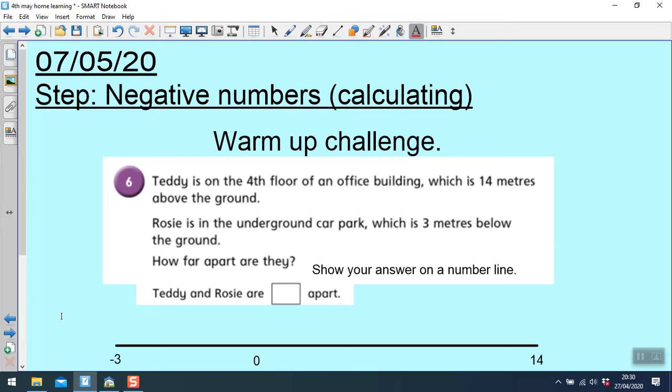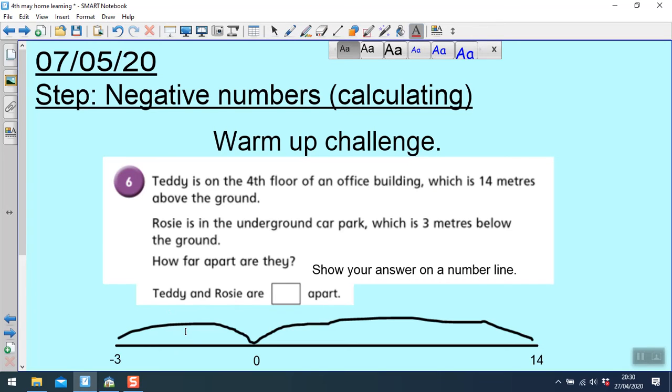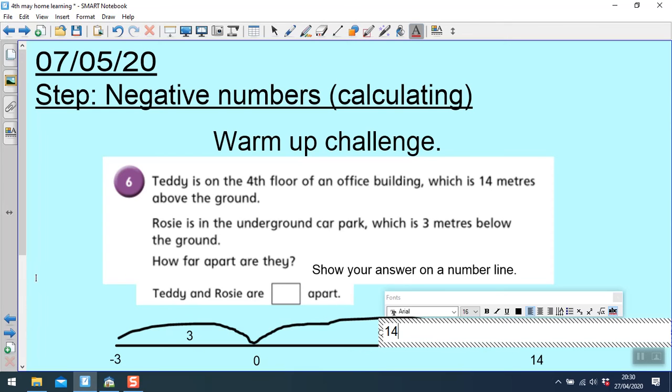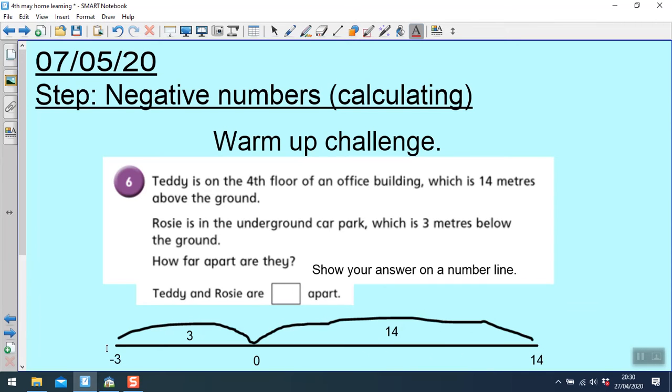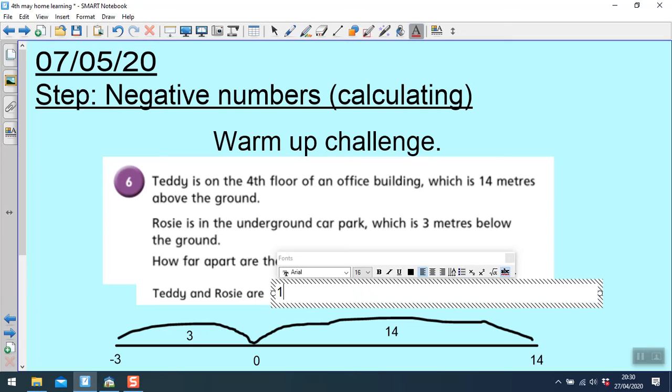How far apart are they? I've got to work out how much there is between -3 and 14. So I'm going to draw myself some jumps. I'm going to jump from -3 to 0 and jump from 0 to 14. So I add on 3 to get to 0, then I add on 14 to get from 0 to 14. So -3 add 3 makes 0, 0 add 14 makes 14. So altogether I've added on 17. So they are 17 metres apart.